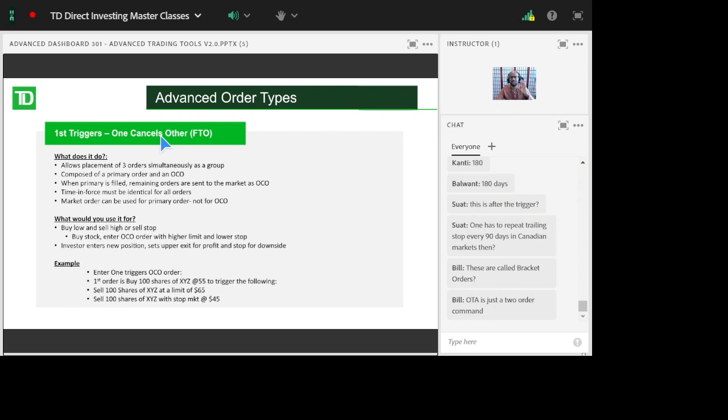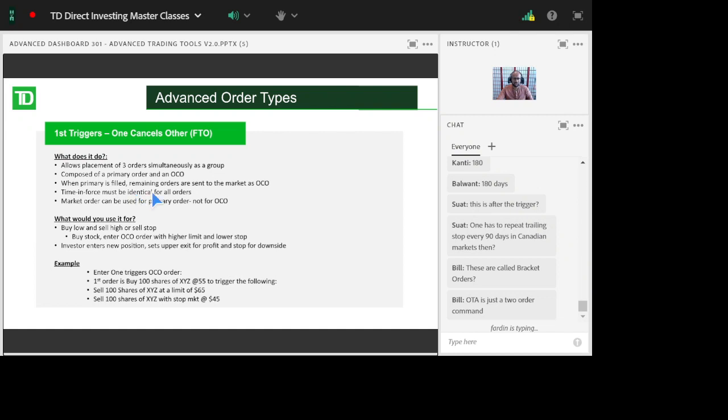What's the only difference? The only difference is that the first order that we're placing in there is going to be the primary order, and once that primary order gets executed or filled, then it'll activate the OCO part of the order, the other two orders that we have. All right, so you're placing three orders simultaneously together.